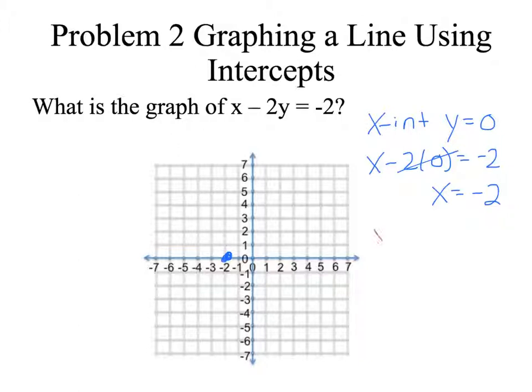Okay, now find the y-intercept. That's when x equals 0. You're kind of picking up that if it's the x-intercept, the other variable y is 0. If it's the y-intercept, the other variable x is 0.